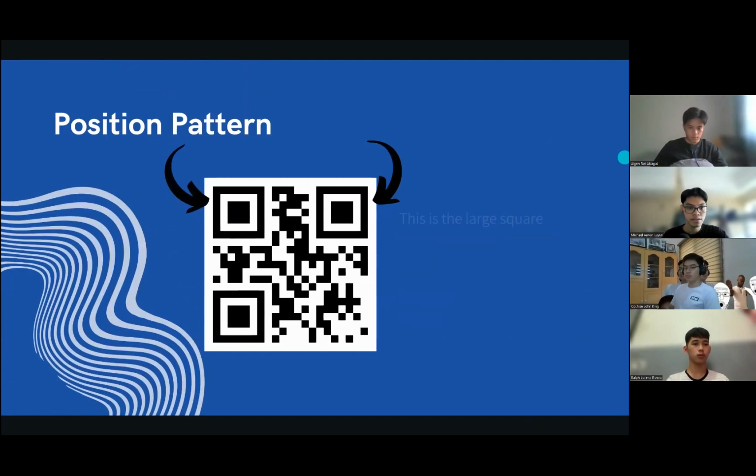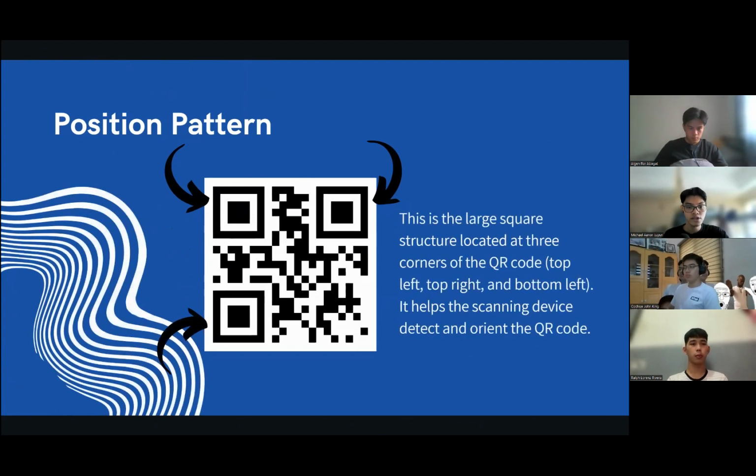Next is the position pattern. This is the large square structure located at three corners of the QR code: the top left, the top right, and the bottom left. It helps the scanning device detect and orient the QR code.